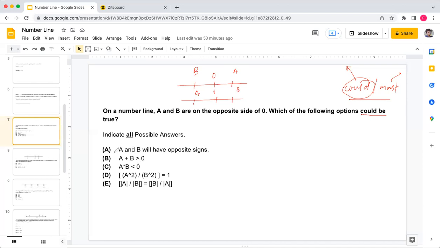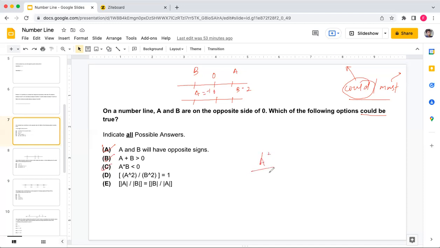Okay, just see the first option: A and B will have opposite signs. Yes. The second is A plus B is greater than 0. As this is a could case, we can just take a value. If this is 2 and this is -1, their sum is positive. That's why this is possible. The third one is their product is less than 0. And yes, for a product to be less than 0, one has to be positive and one has to be negative. This is also true.